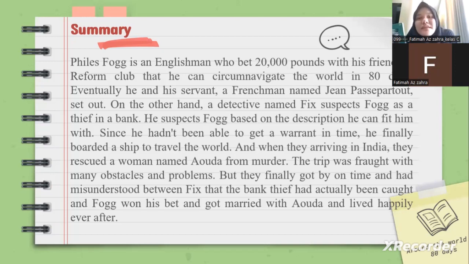When they arrived in India, they rescued a woman named Auda from murder. The trip was fraught with many obstacles and problems, but they finally made it back on time. There was a misunderstanding with Fix, as the bank thief had actually been caught, and Fogg won his bet and got married to Auda and lived happily ever after.